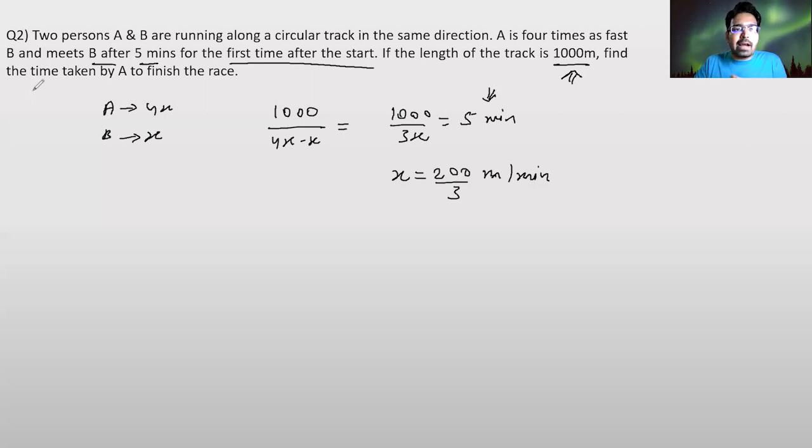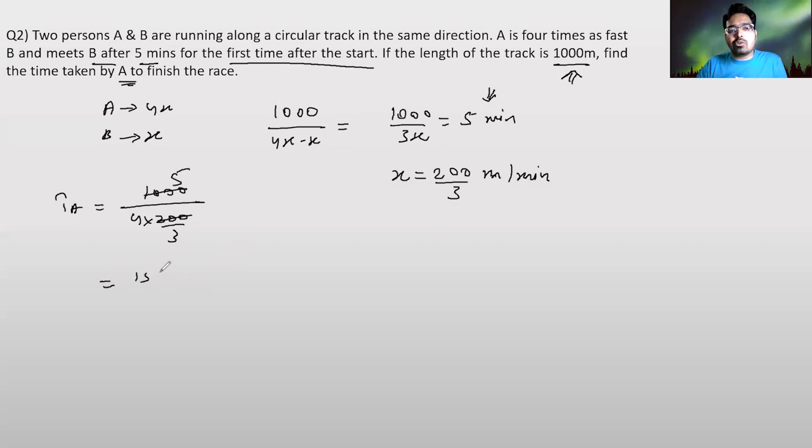Now find the time taken by A to finish the race. A's speed is nothing but 4x, so that will be 4 into 200 by 3. And the entire distance that needs to be covered is 1000. So that will be the time taken by A to complete the circle once, right? That will turn out to be 15 by 4 minutes.